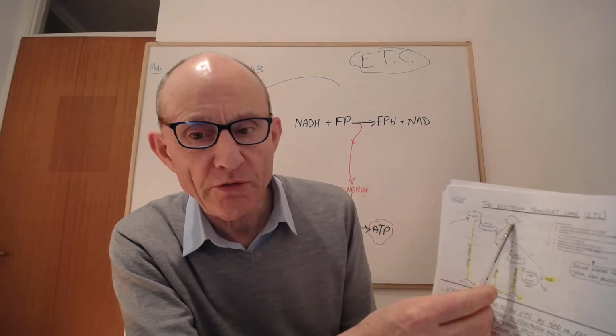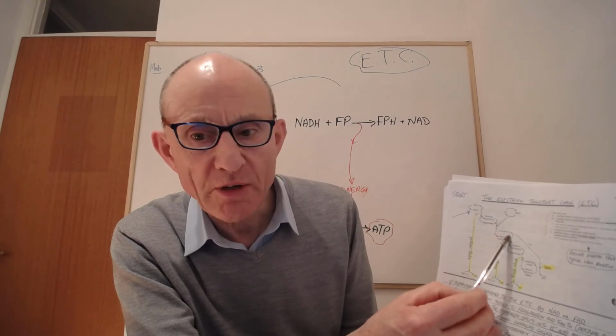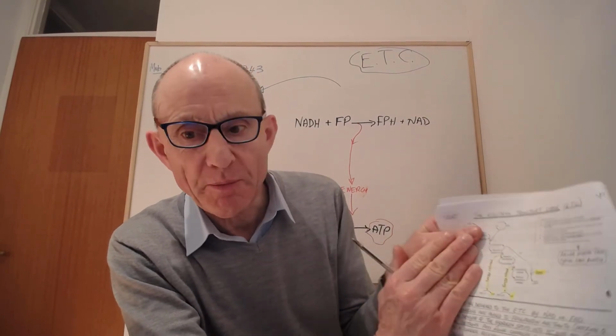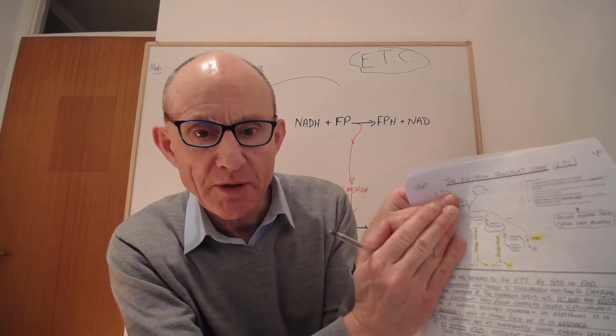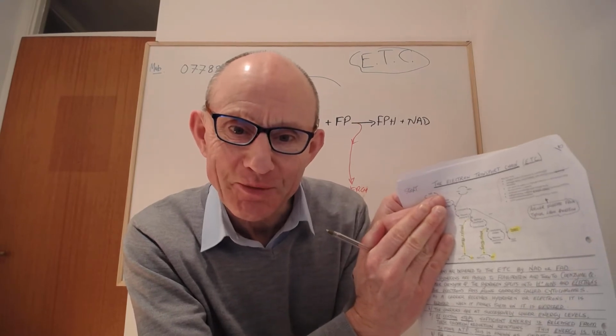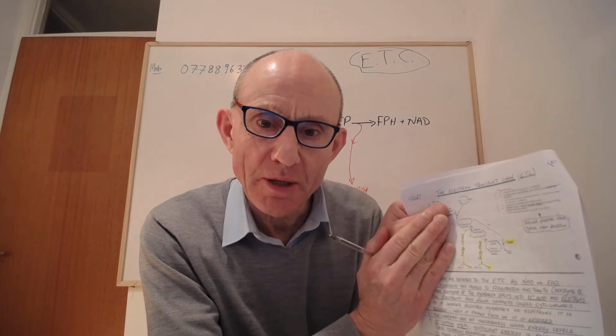But basically, you notice that FAD delivers its hydrogen to coenzyme Q. FAD misses out the first step, and therefore you only get 2 ATPs made every time FAD delivers hydrogen to the electron transport chain. So for every FAD, you only get 2 ATPs.